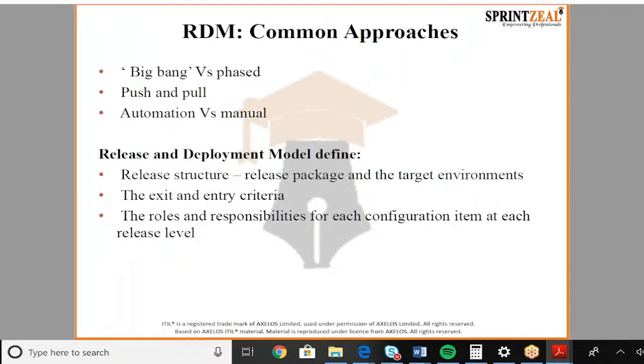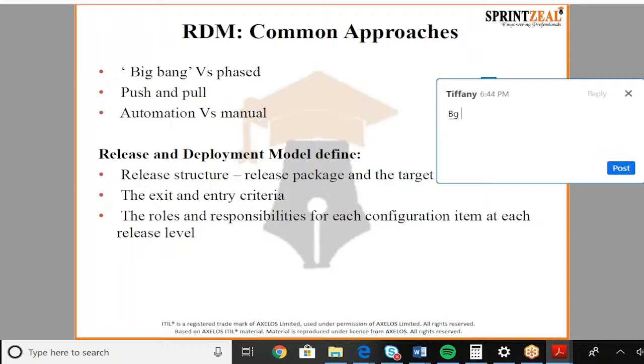So let's go back a little bit so I can provide you with some more information on release and deployment management. And I will probably just go ahead and make some notes. Okay, so if we look at the first, big bang. That's a release that happens all at once. Whereas phased is a staggered approach.